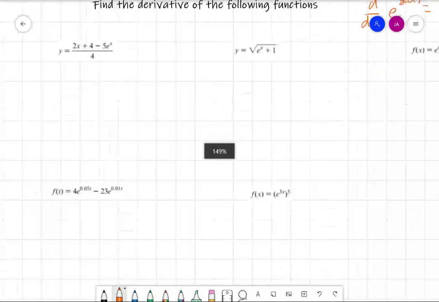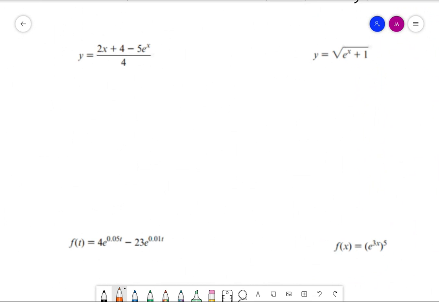So let's start here. Given that y is equal to 2x plus 4 minus 5 times e to the x, all over 4, the first thing I want to do is simplify this. This is the same thing as 2 times x over 4 plus 4 over 4 minus 5 times e to the x over 4, which is the same as x over 2 plus 1 minus 5/4 times e to the x.